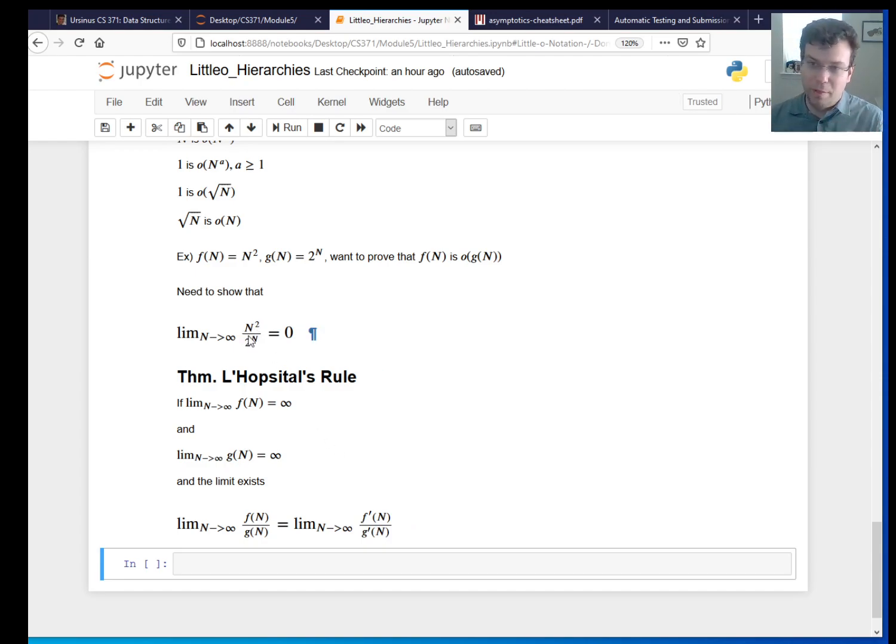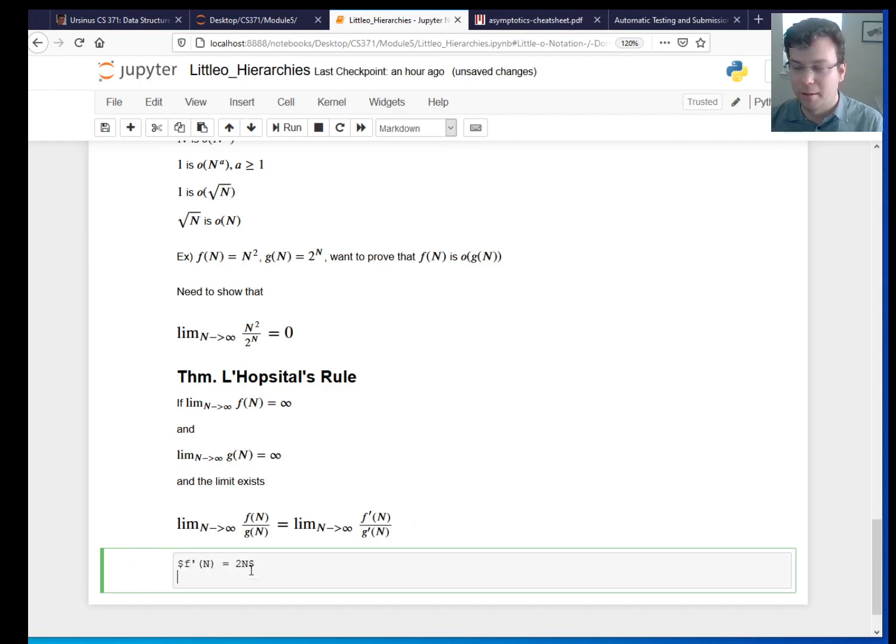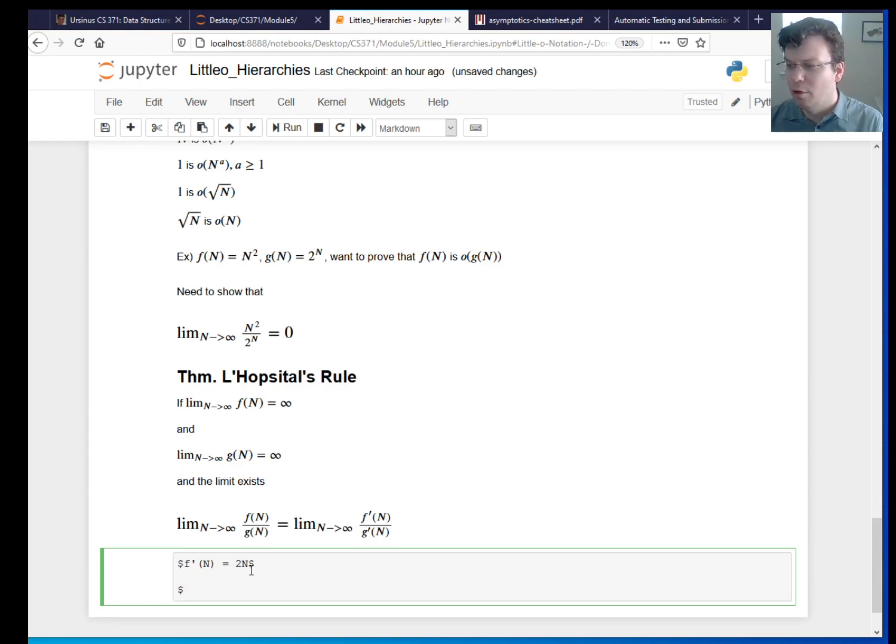That's not too bad because we just remember the power rule, right? So the derivative of f with respect to n is 2n. What about the derivative of g? So the derivative of 2 raised to the n. Well, I'm not going to prove this now, but that ends up being the natural log of 2 times 2 to the n.